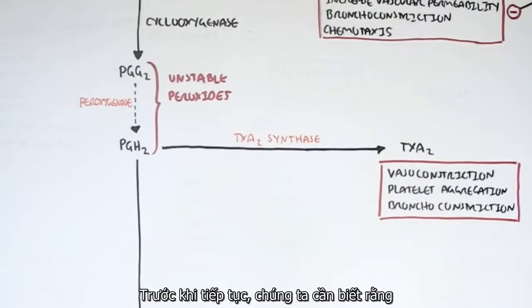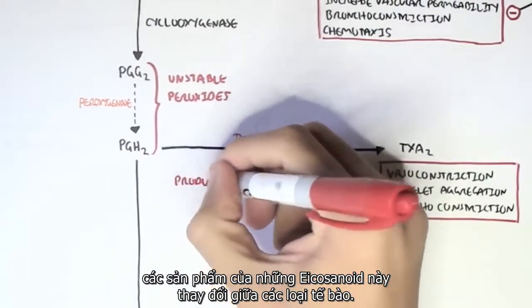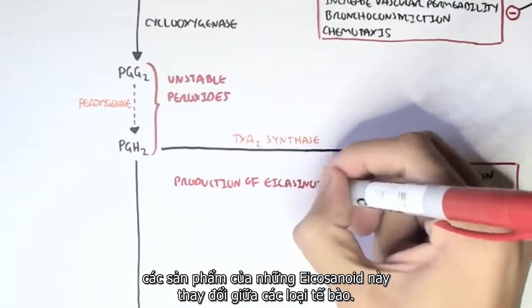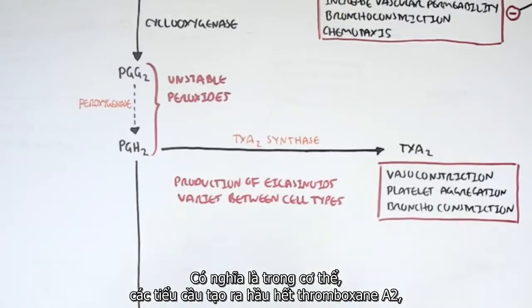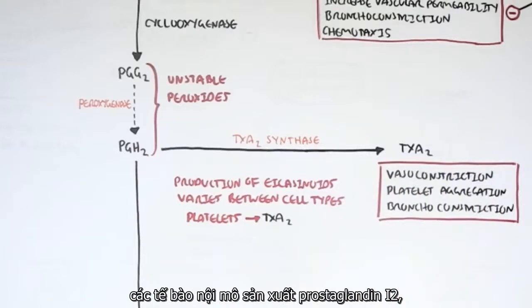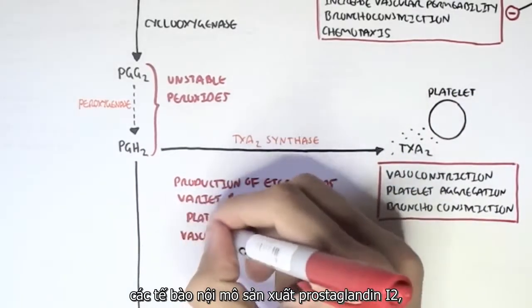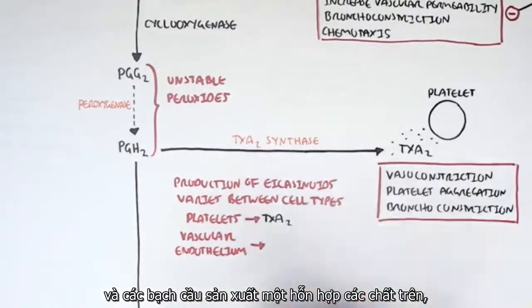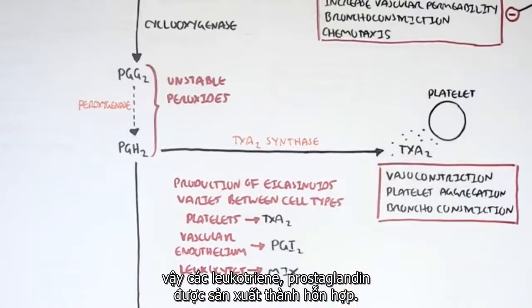Before continuing on, we must know that the production of these eicosanoids varies between the cell types. So what I mean is that in our body, platelets will make mostly thromboxane A2. The vascular endothelial cells will produce prostaglandin I2, and the other leukocytes will produce a mixture of these, leukotrienes and prostaglandins.